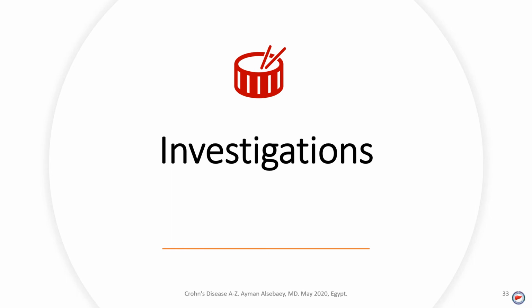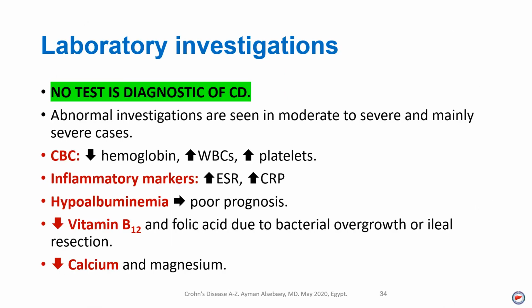What are the investigations done for patients with Crohn's disease? Laboratory investigations. There is no test that is diagnostic for Crohn's disease. And most patients with mild disease will have normal investigations. But abnormal investigations will be found in patients with moderate to severe disease. Of course, there is destruction of the mucosa, so there will be anemia, increase in the WBCs, increase in the platelets, increase in the inflammatory markers like ESR and C-reactive protein. Hypoalbuminemia, protein-losing enteropathy, of course, will be present.